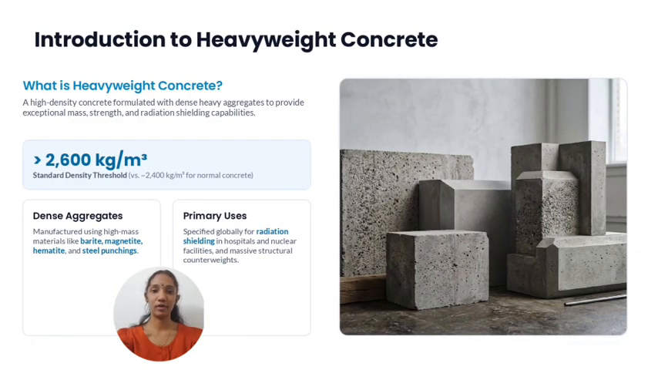Introduction: heavyweight concrete. Heavyweight concrete is a concrete with a density greater than 2,600 kilograms per cubic meter, while normal concrete has a density of around 2,400 kilograms per cubic meter. It is produced using heavy aggregates such as barite, magnetite, hematite, and steel punchings. Because of its high density, it is widely used for radiation shielding in hospitals, nuclear facilities, and also for large counterweights in engineering structures.